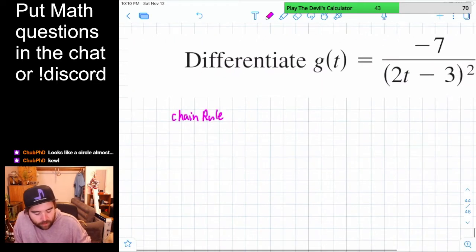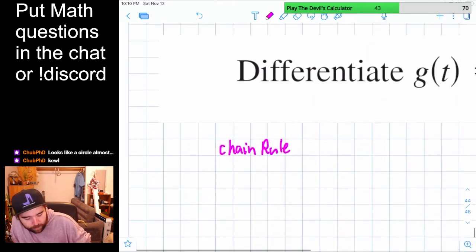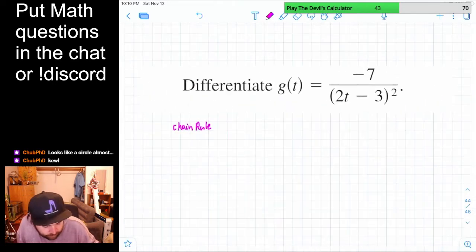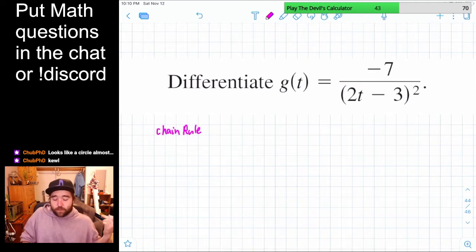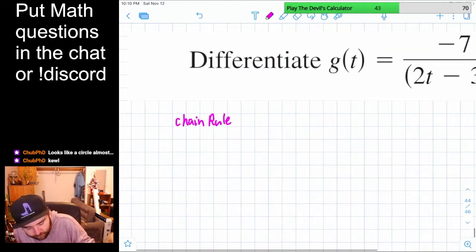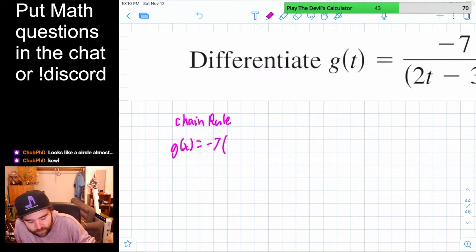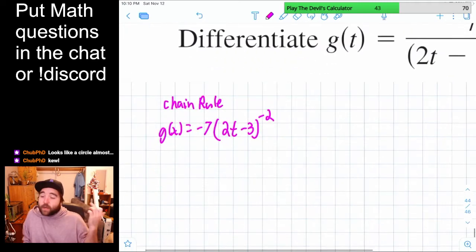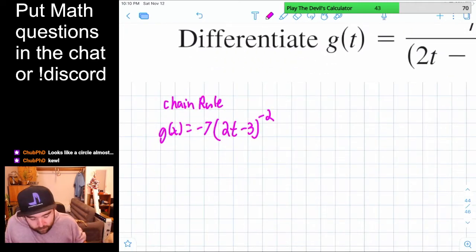And so we're going to start by, well, we have our function. We don't need to copy down the function. But what we do need to do to use the chain rule is we need to rewrite it. We need to see that this fraction means that we have that g of x is negative 7 times (2t minus 3) to the negative 2. And then they want us to use chain rule, so we can do that now.